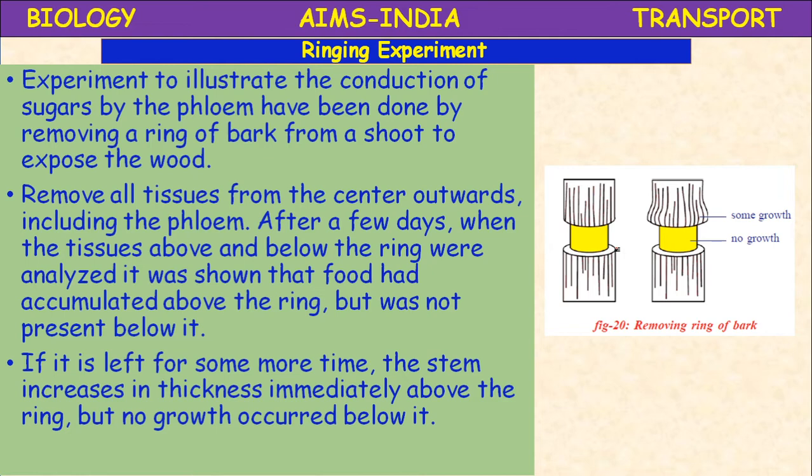Another experiment is the ringing experiment. You may notice that sometimes the bark of a tree is damaged more than half, even then the tree is alive. How is it possible? Further experiments to illustrate the conduction of sugars by the phloem have been done by removing a ring of bark from a shoot to expose the wood, like this.